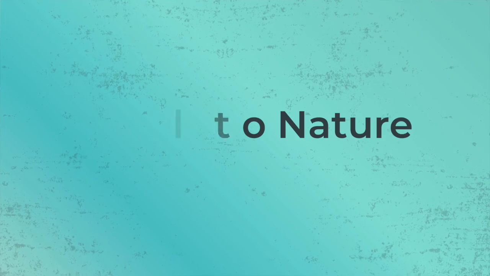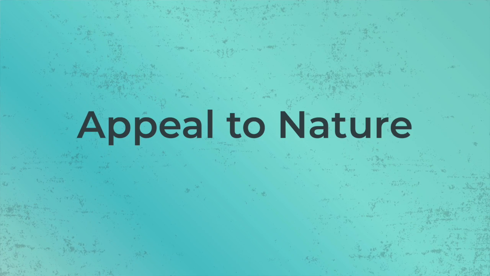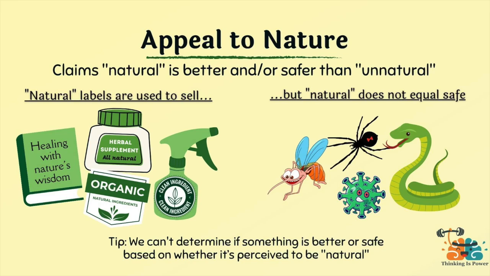The appeal to nature fallacy argues that something is good because it's natural, or bad because it's unnatural. This fallacy is extremely pervasive. It's also extremely effective. Humans have a bias towards believing that natural equals better or safer, which advertisers are keenly aware of. And the result is a plethora of foods, beauty products, supplements, cleaning products, and even pesticides labeled natural in one way or another.